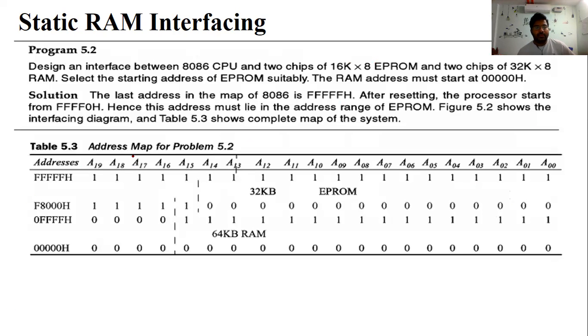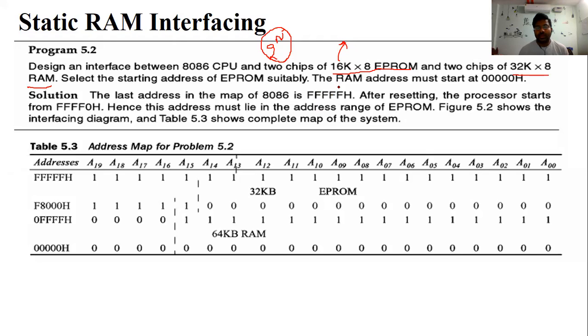For the same case, suppose you consider 16K into 8 EPROMs and 32K into 8 RAMs. How many address lines are required for this case? Address lines are required simply as 2 power n. You can remember this formula, 2 power n. So 16K is nothing but 16,000 address locations. 2 power 13 gives you 8,000. 2 power 14 gives you 16,000.